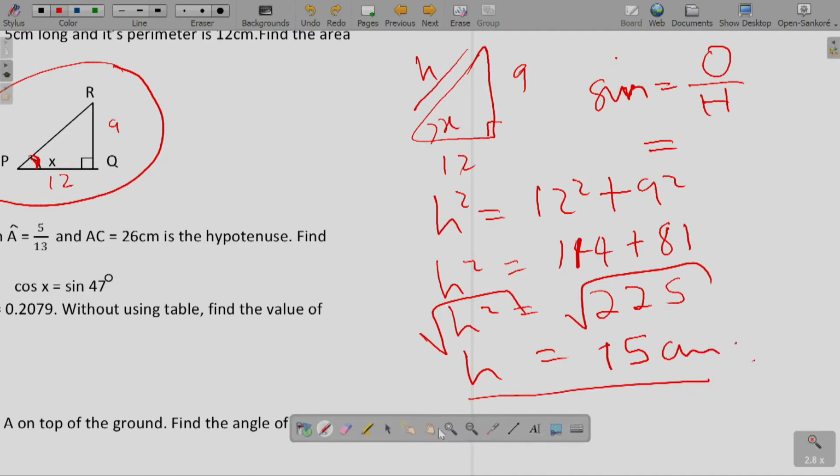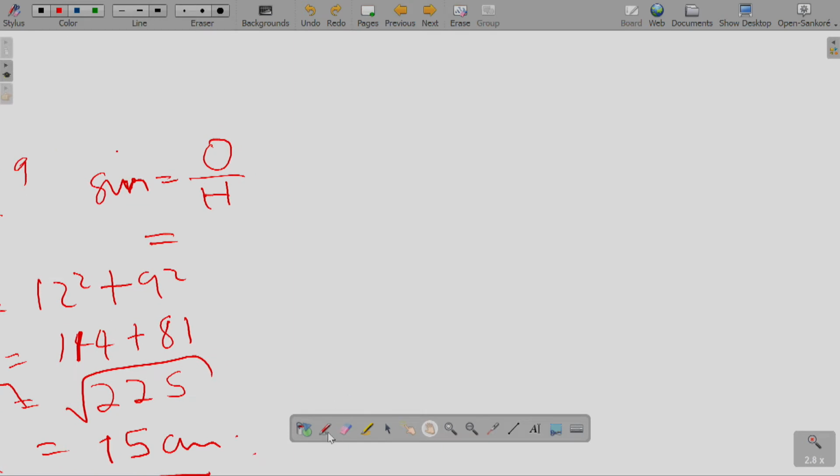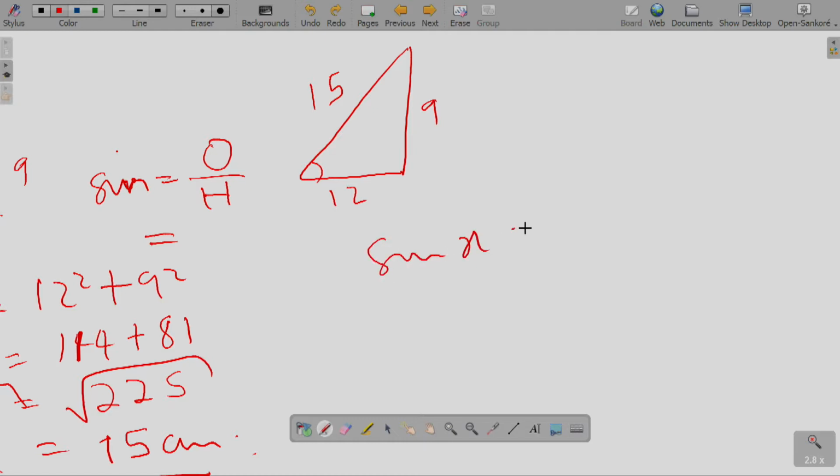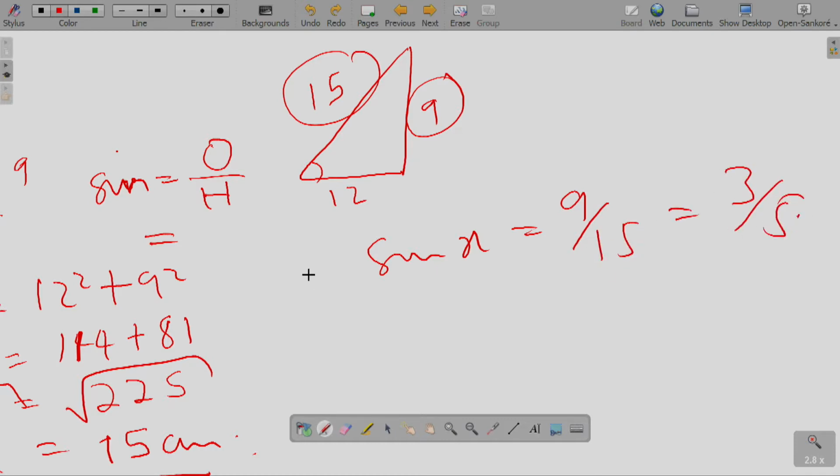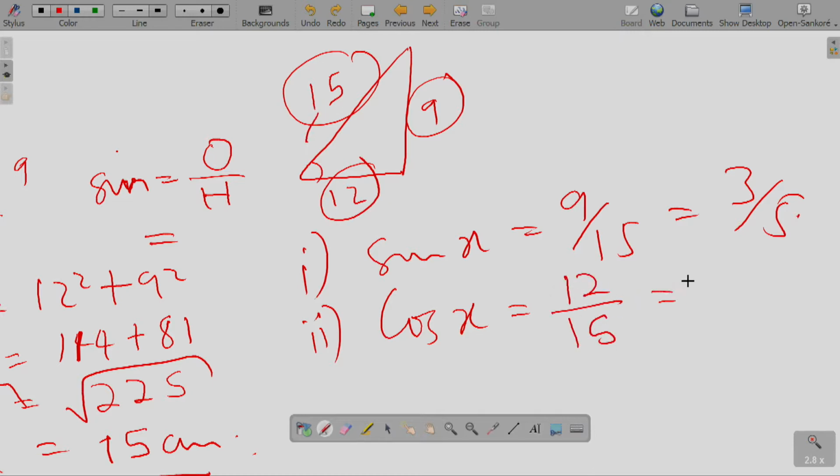So now let's find the value of sine. Now our triangle is, here we have 15, we have 9, and here we have 12. So sine x is equal to opposite over hypotenuse, so it is equal to 9 over 15, which is equal to 3 over 5. Also, cos x is equal to adjacent over hypotenuse, so it is equal to 12 over 15, which is equal to 4 over 5 if you divide by 3.